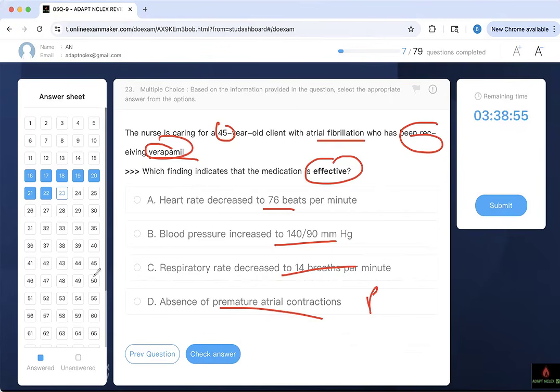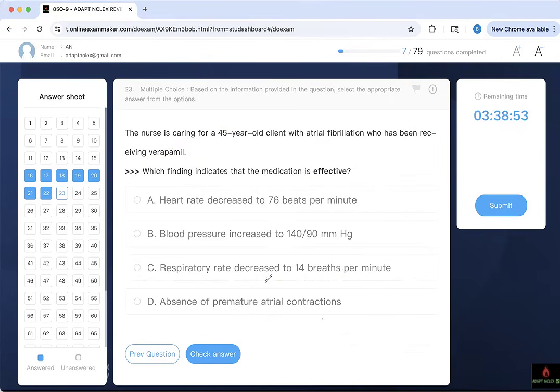Which answer choice did you pick? Remember, it's a calcium channel blocker. What is it going to do? Slow down your heart rate. I'm using it for AFib. If I have AFib, I'm going to decrease my heart rate. This is good.